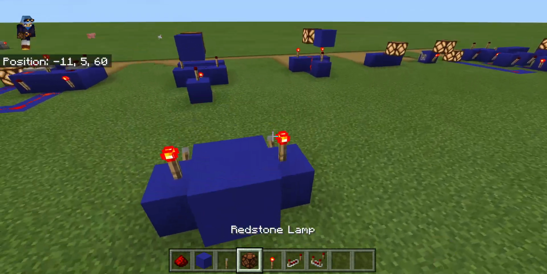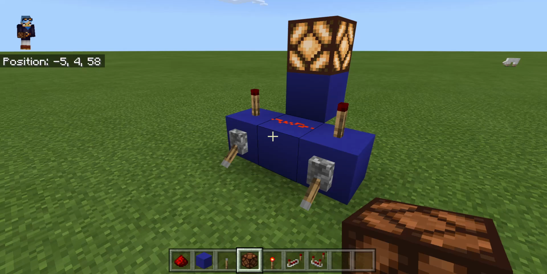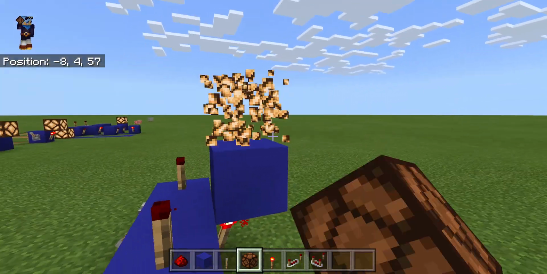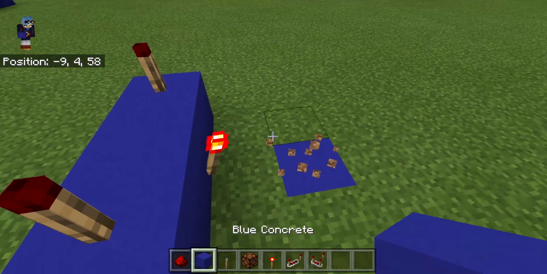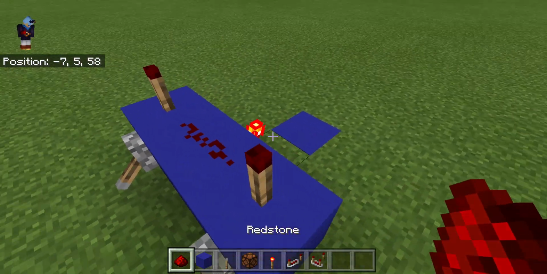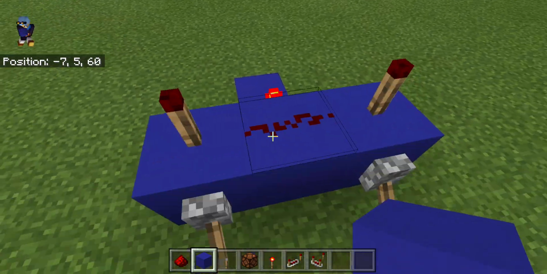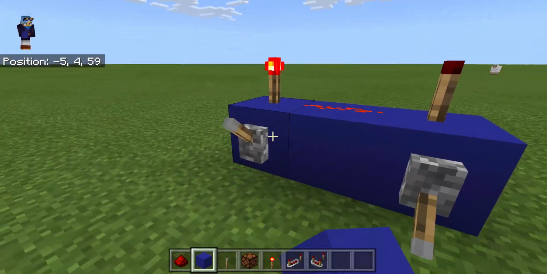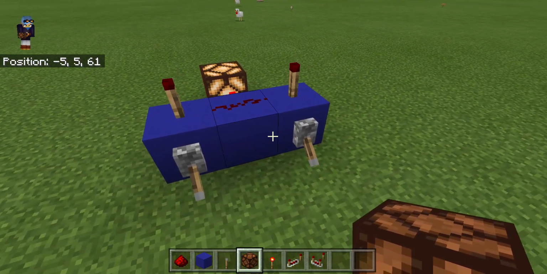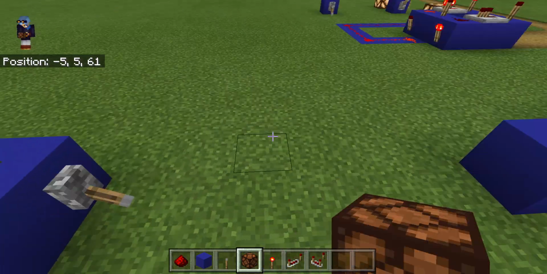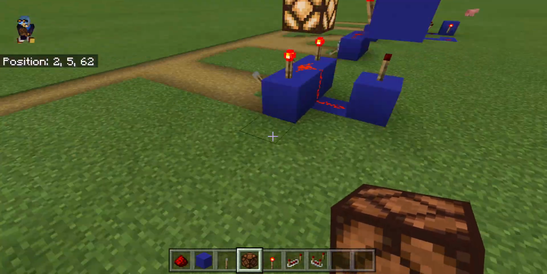No, wait a second. Okay, I'm sorry. Yeah, this is a torch clock, which you never want, because it burns out. So when both inputs are on, the output will be off. When both inputs are off, the output will be on. One or both. You get it.